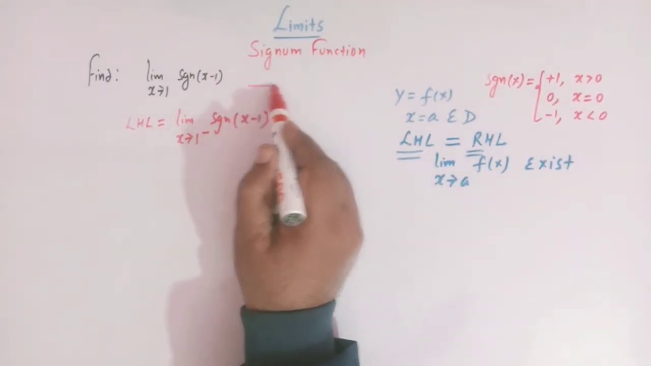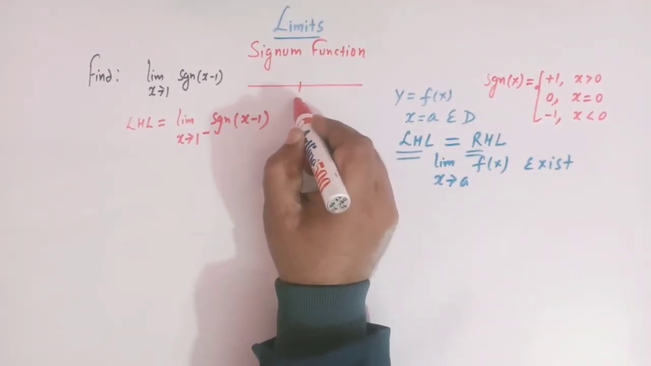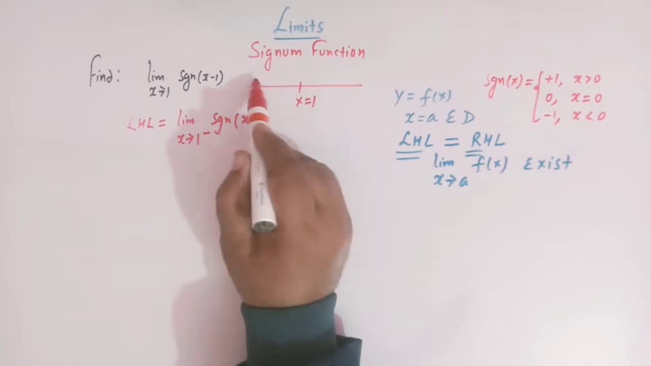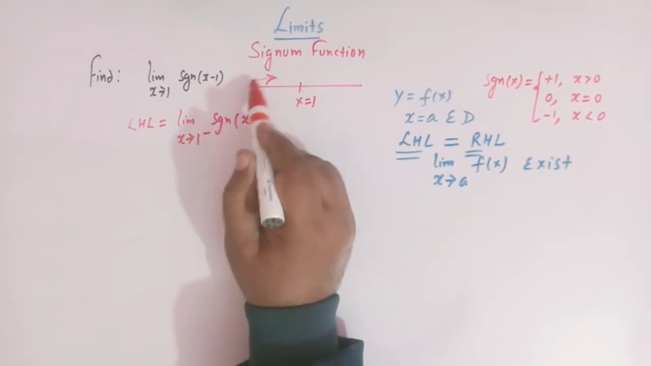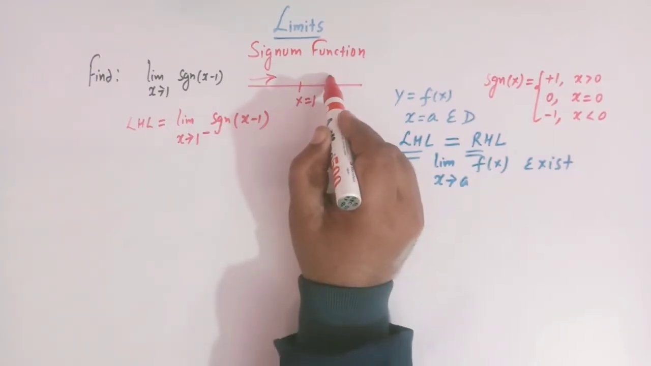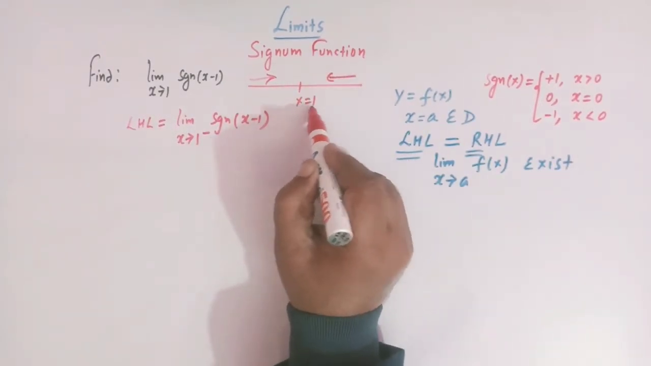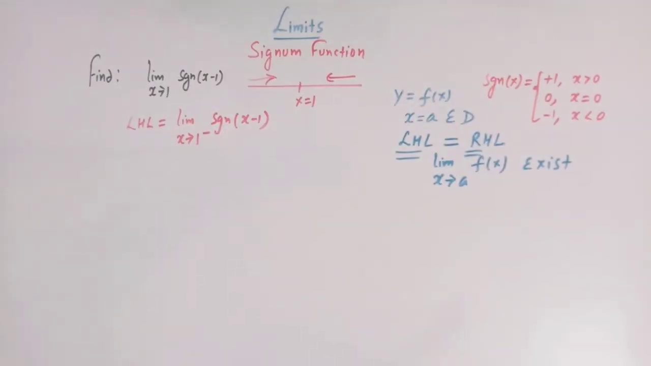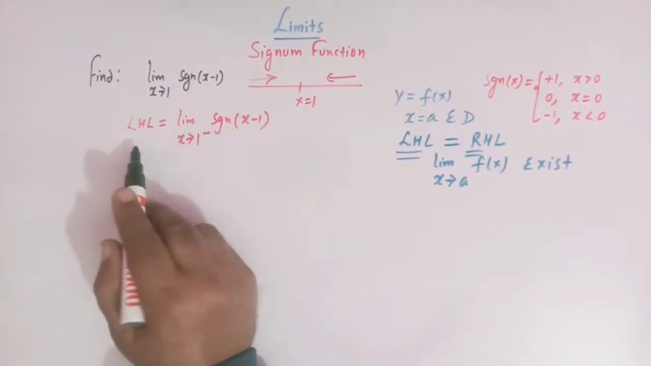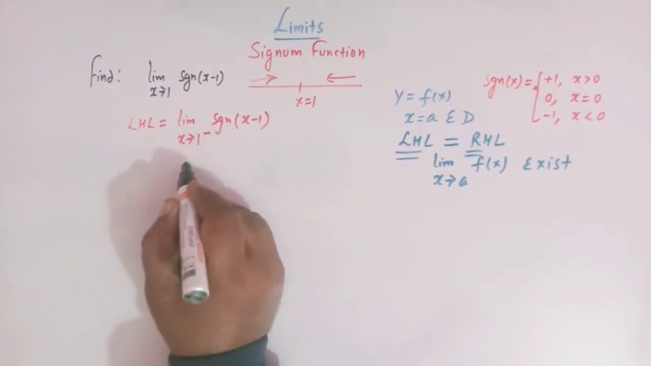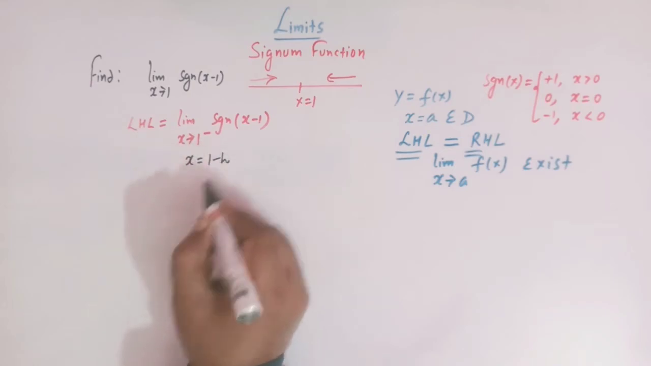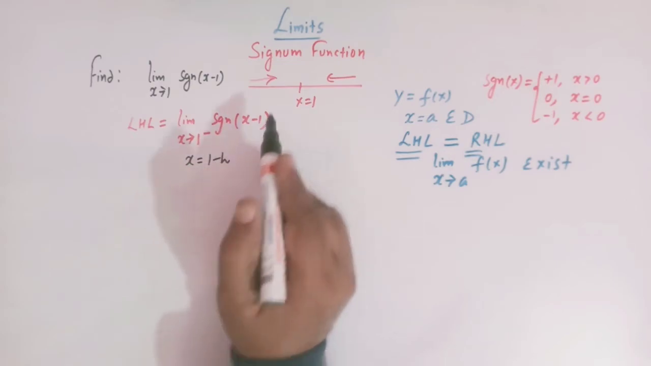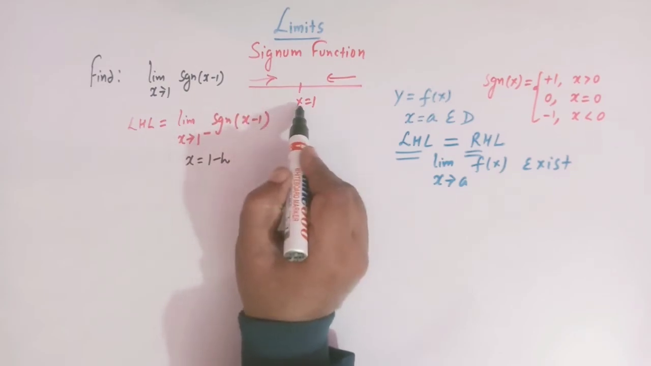Okay, so now here we have the number line, and here we have the point x is equal to 1, right? So when we approach from left of x is equal to 1, it means we are calculating the left hand limit, and when we approach from the right of x is equal to 1, it implies that we are calculating the right hand limit. So now this is the notation for the left hand limit. So what we will do, we'll take x is equal to 1 minus h, and here we are taking x is equal to 1 minus h because we are approaching from the left of x is equal to 1.